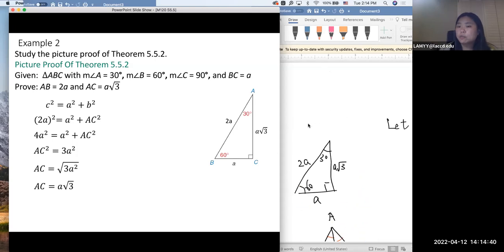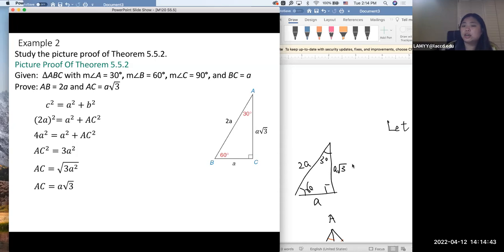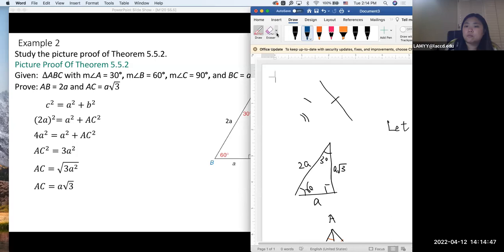Okay, one more time, I need you to remember the two triangles. One is the 45, 45, 90. One is the 30, 60, 90. So you have a square root of 2, a square root of 2. Okay, remember these two triangles.